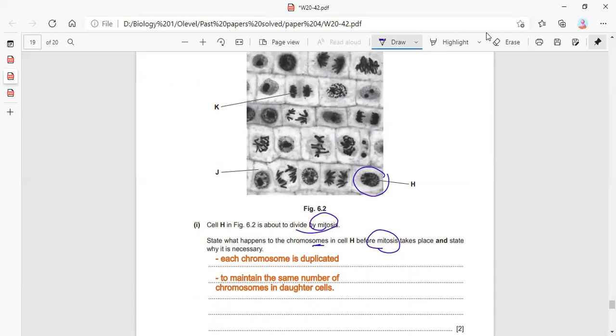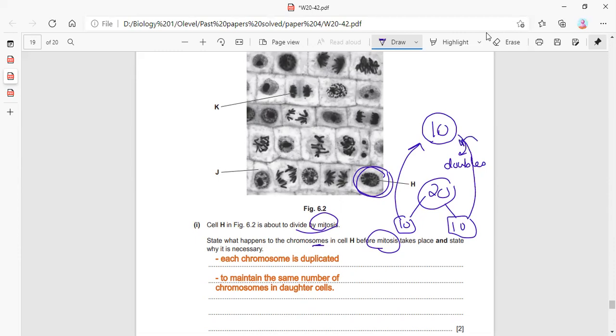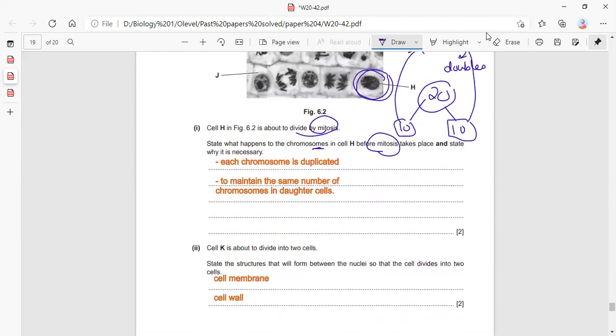هفترض مثلا ان the diploid number in this plant cell was 10. لو حصل mitosis على طول كده الدوتر سيلز كل واحدة يبقى فيها 5. They will not be identical. أمال إيه اللي بيحصل؟ The number of chromosome first doubles. ال 10 دي هتبقى 20. عشان لما تيجي تتقسم by mitosis تعمل لي cell 10 وcell 10. They will be identical to the original cell. يبقى what happens to the chromosomes before mitosis? They are duplicated to maintain the same number of chromosomes in the daughter cells.